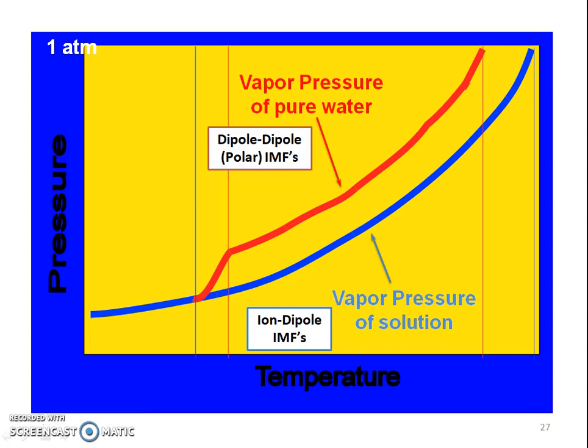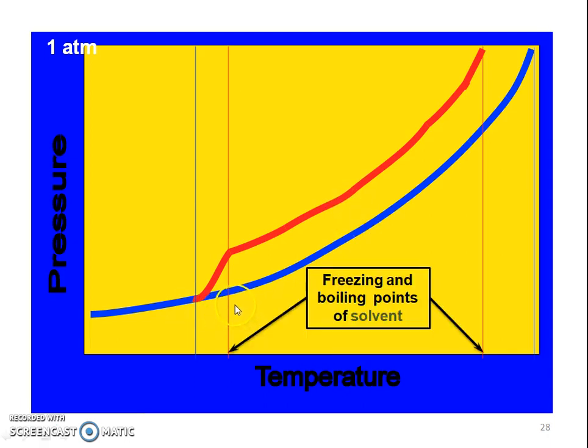So this is a nice graph representation. So we have pure water, which has only dipole-dipole, or it's a polar molecule, IMFs. Here we have vapor pressure of the solution. Well, what happens? That vapor pressure lowered because now we have that ion-dipole IMFs, right? So pure H2O, but now we have more attractions of that water to those ions, so it's going to lower the vapor pressure.